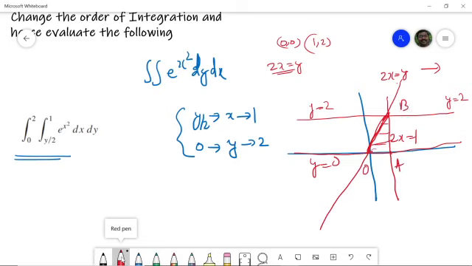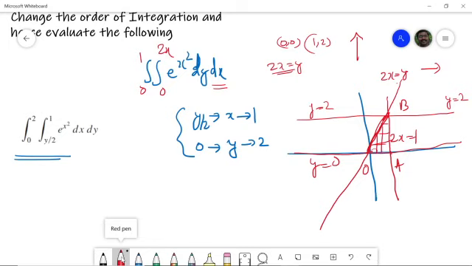Now we can write the limits here. If you want dy dx, what will you do? First you will write the outermost limits, which is that of x. What is the outermost limit of x? It is from 0 to 1. And look at the variation of y. y is varying in the vertical direction, starting from 0 and going till the line 2x.